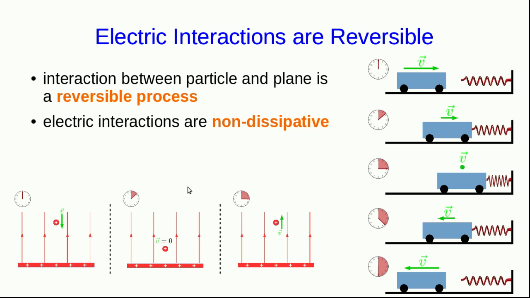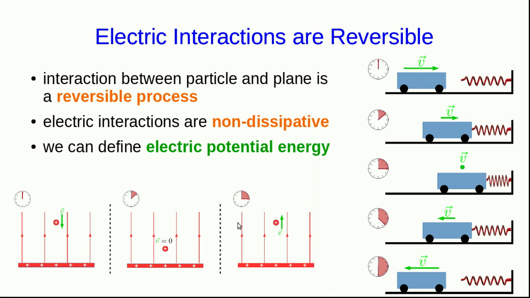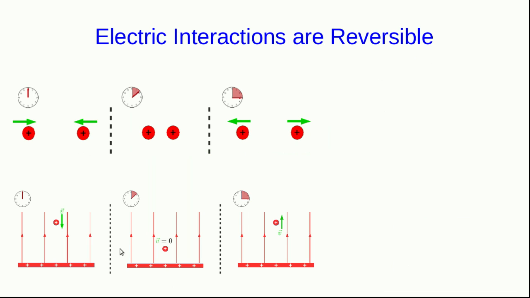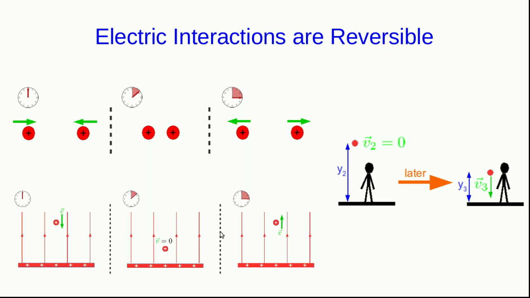And just like any other non-dissipative interaction, it means we can define an electric potential energy. So, this is a potential energy associated with electrical interactions in just the same way that, say, a spring potential energy is associated with interactions mediated by a spring. I didn't have to use a particle and plane. I used it because it's got a nice, simple, uniform acceleration. But I could just as well argue that this interaction between two particles is reversible. I used the plane and particle because you can think of it in exactly the same way that you think about something like throwing a ball up in the air.